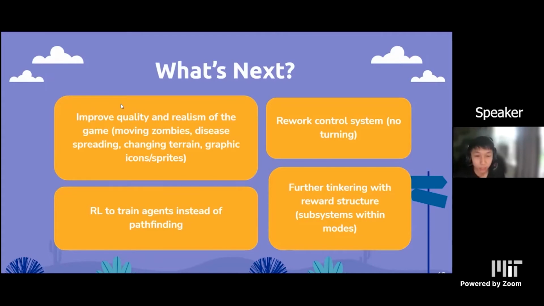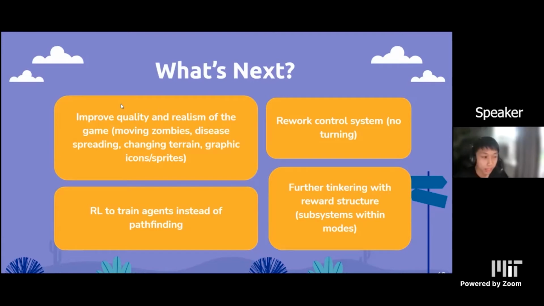Next, we have reworking the control system. Right now, it's not that intuitive because you have to turn and then move, but having a movement system where all you have to do is press the arrow keys and then you'll move to the next tile is a lot more intuitive and easier to use.